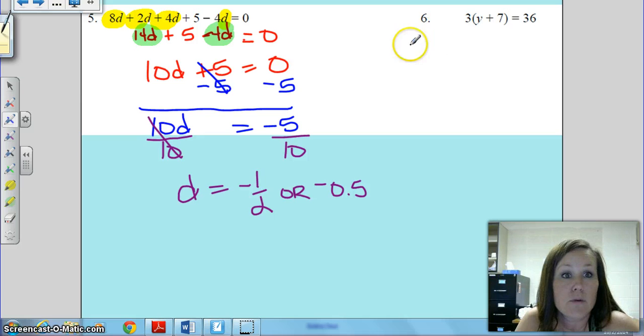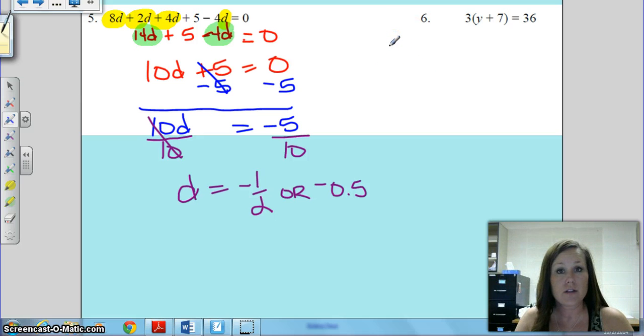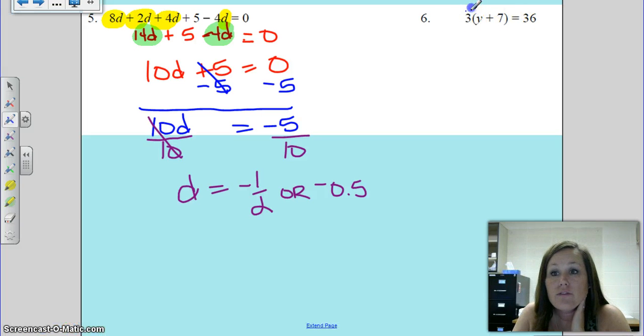Over here, I see parentheses. I know order of operations tells me to do what's in parentheses first. If I can't do what's in parentheses, then do exponents. Next, I do multiplication, division, whichever comes first, left to right. Well, this is multiplication. 3 times this whole quantity. I have to distribute everything to the inside.